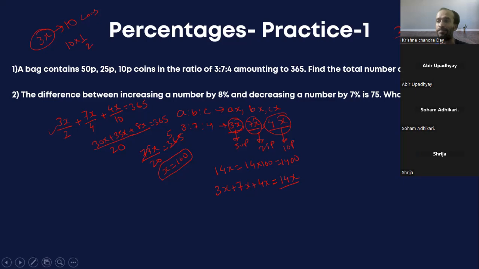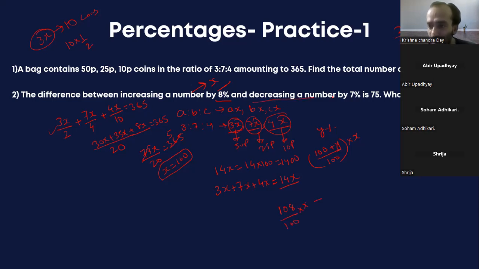Okay, welcome. And a second question, the difference between a number increasing by 8% and decreasing by 7%. Let me assume that the number is x. If I increase by 8%, last slide I wrote the formula, if I increase by y%, what it becomes? 100 plus y by 100 into x, that is what it becomes. Here y is given as 8%. So I will put y as 8. So 108% of x, right?